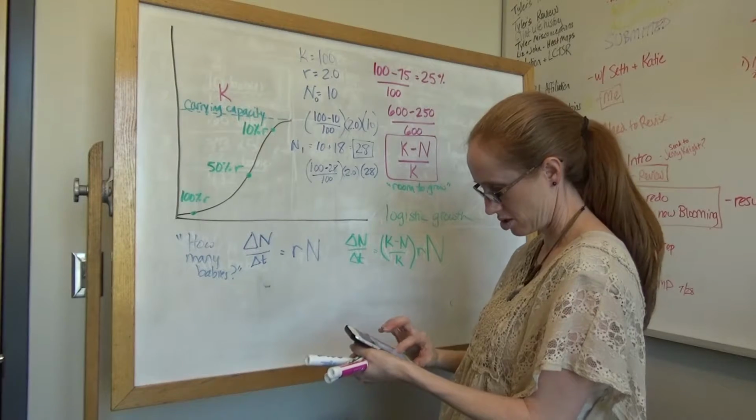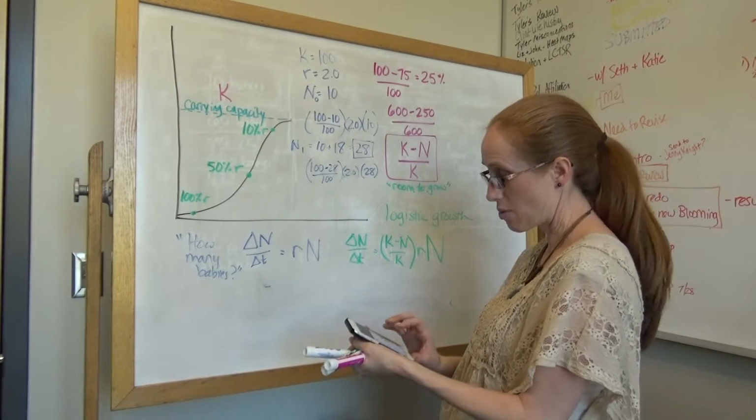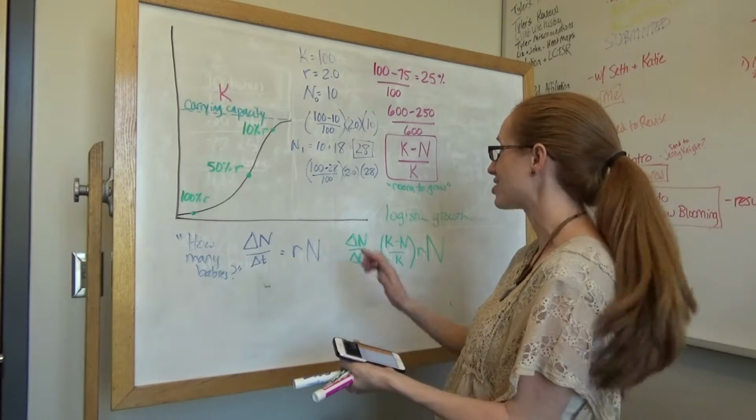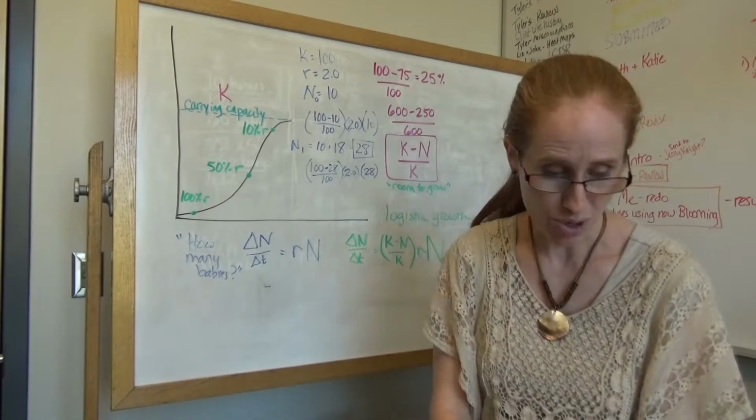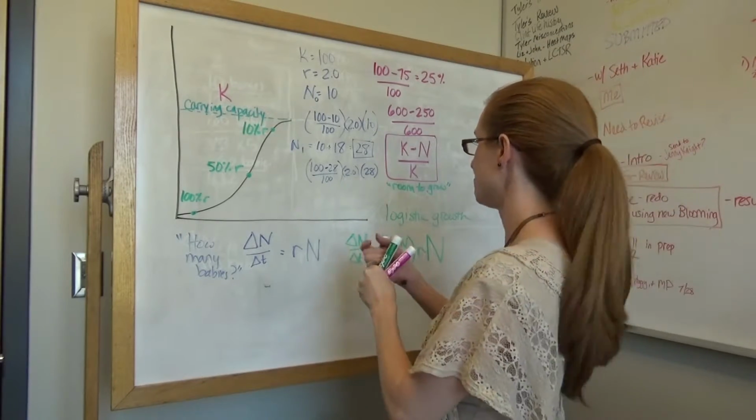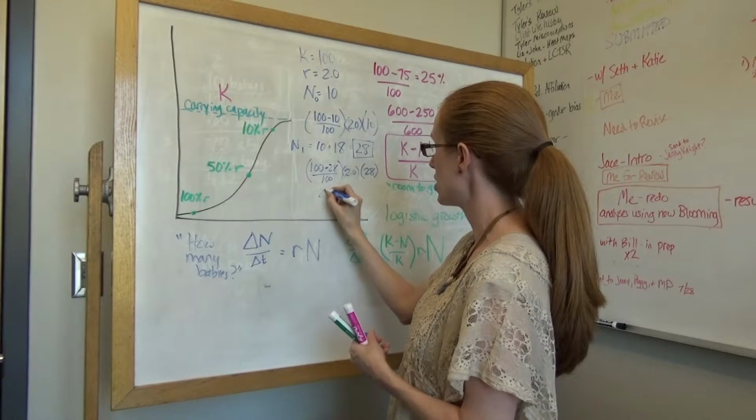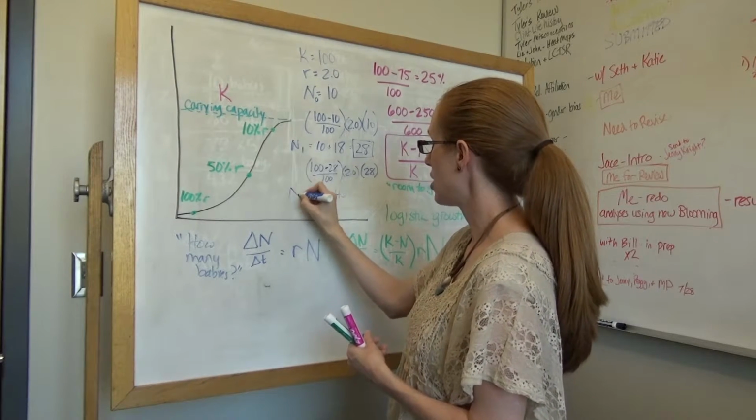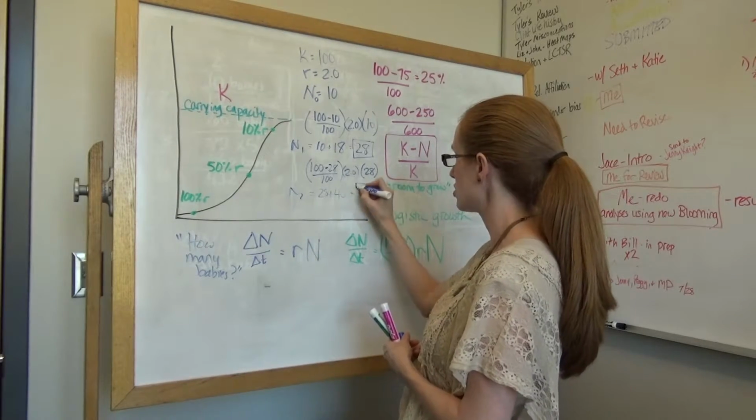We have 100 times 2. So now we're growing at a rate of 1.44. So this times that, 1.44 times 28 individuals, gives me approximately 40 babies. We add that to our 28 individuals we had, and our next population, N2, okay, is 68 individuals.